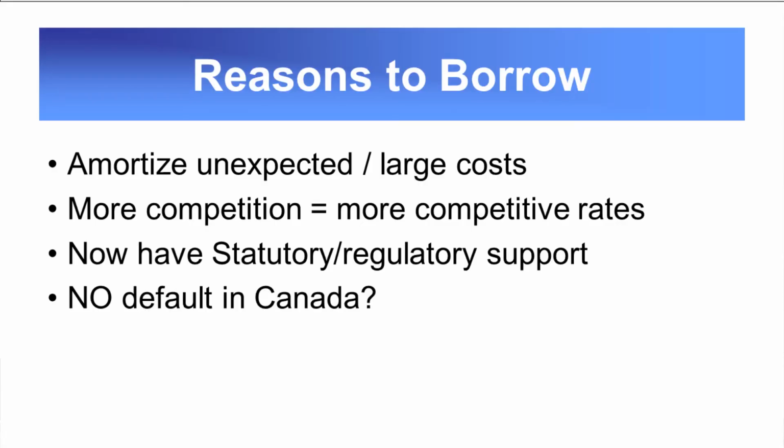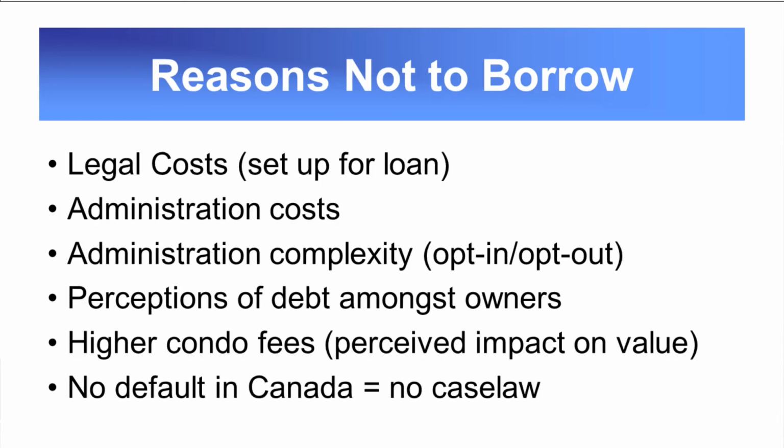All right, other reasons to borrow. You can amortize costs. More competition. We're seeing rates coming down. Talked about the rest. Reasons not to borrow. Why don't some people like it? Well, there's legal costs. Who likes lawyers, really? Administration costs, administration complexity. And I'm going to talk about an opt-in, opt-out situation.